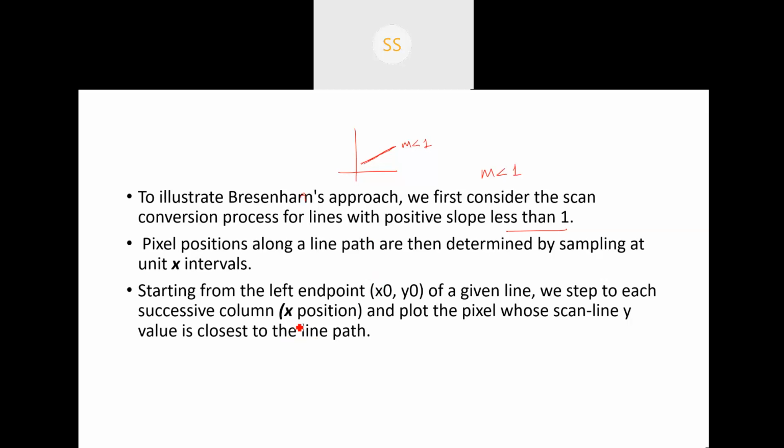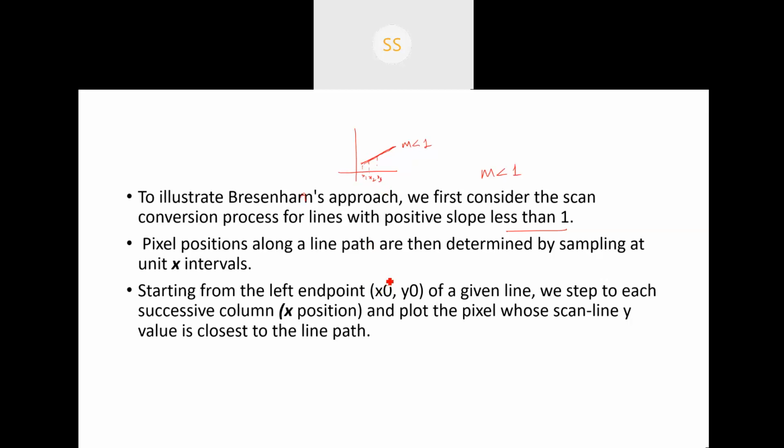Now, pixel positions along a line path are determined by sampling at unit x intervals. How do you do it? First, you take this x position, x1. Then you consider the next sampling position to be x2, then the next to be x3. The difference between these sampling points is 1. After x1, you increment the x value by 1 and get the next sampling position x2, and at x2 you again add 1 and get x3.